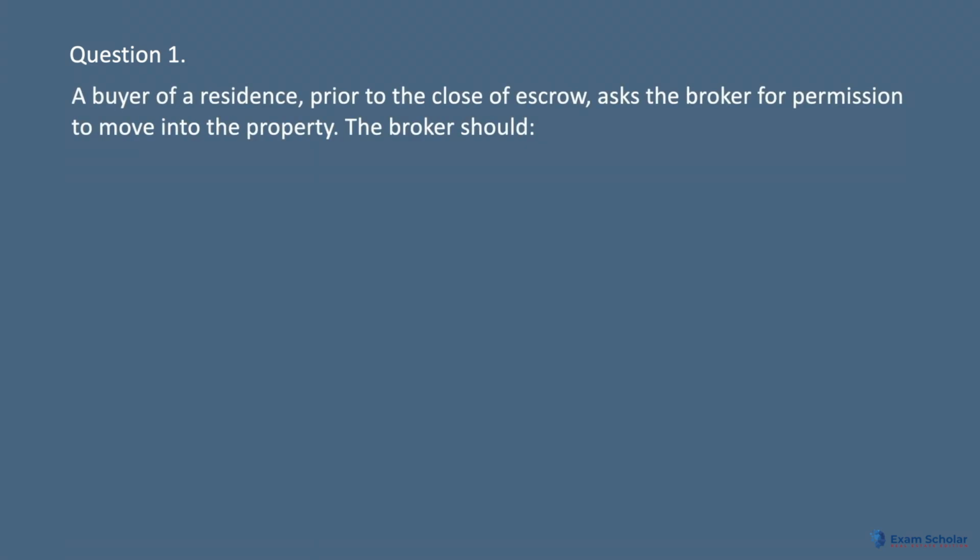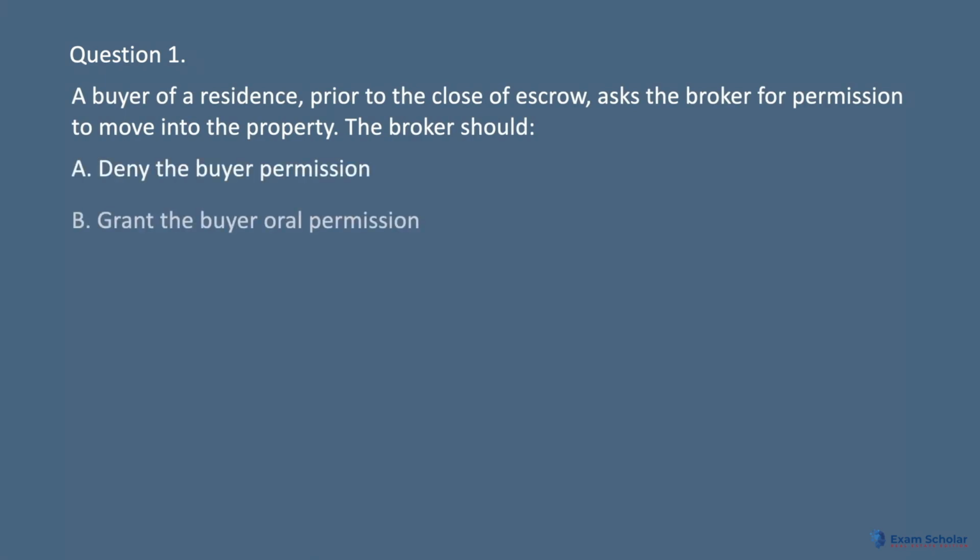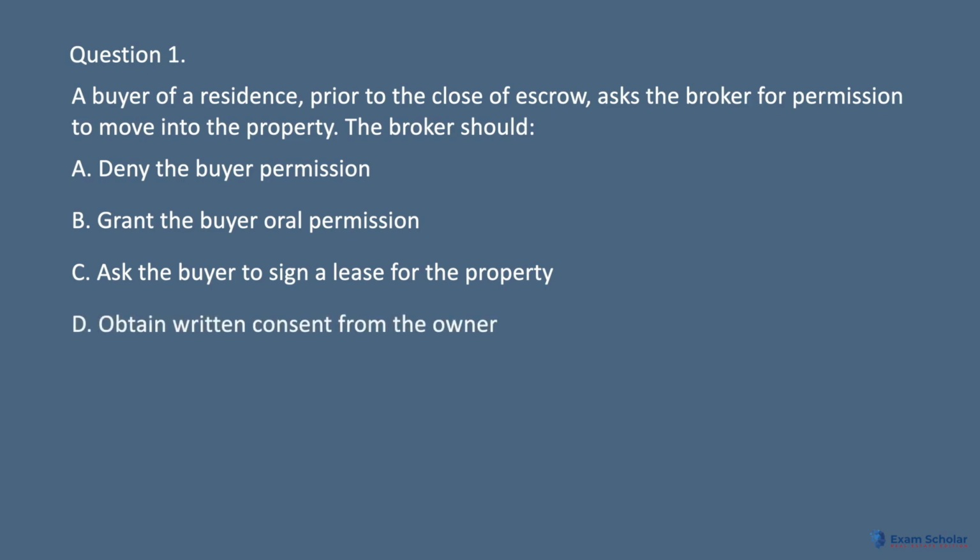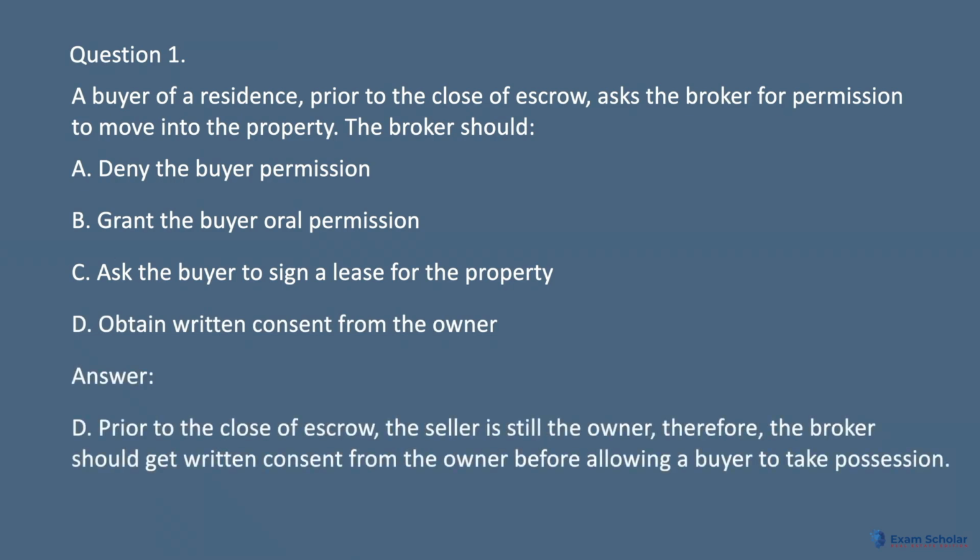Question 1. A buyer of a residence, prior to the close of escrow, asks the broker for permission to move into the property. The broker should A. Deny the buyer permission. B. Grant the buyer oral permission. C. Ask the buyer to sign a lease for the property. D. Obtain written consent from the owner. Answer. D. Prior to the close of escrow, the seller is still the owner, therefore, the broker should get written consent from the owner before allowing a buyer to take possession.